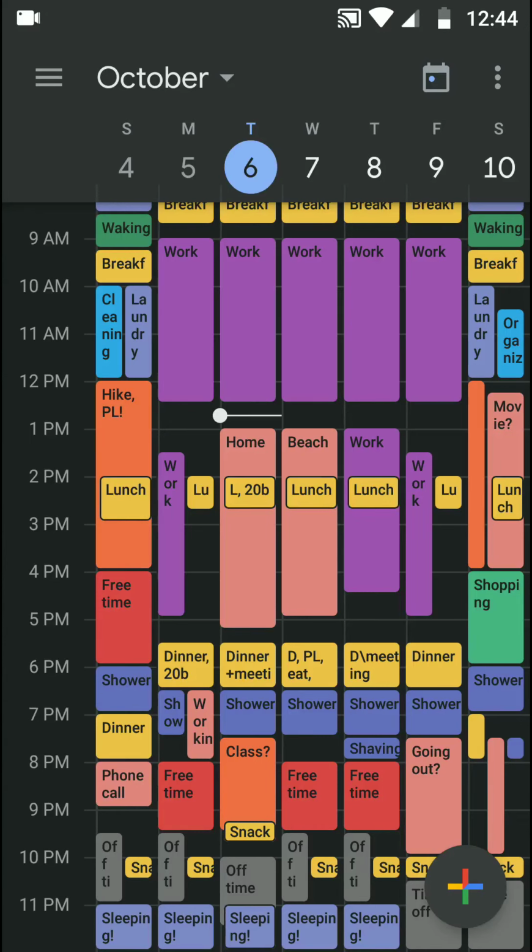Next question. What if I have a class that starts at 1:20? Should I use 1:15 as a quarter? I generally recommend using 15 minute increments and not 20 or 25, things like that.